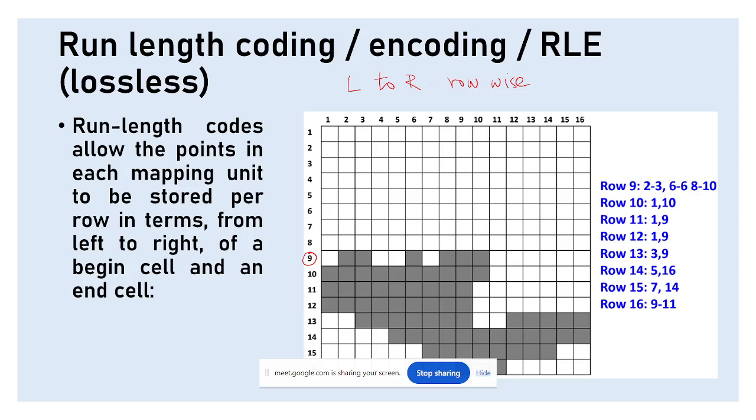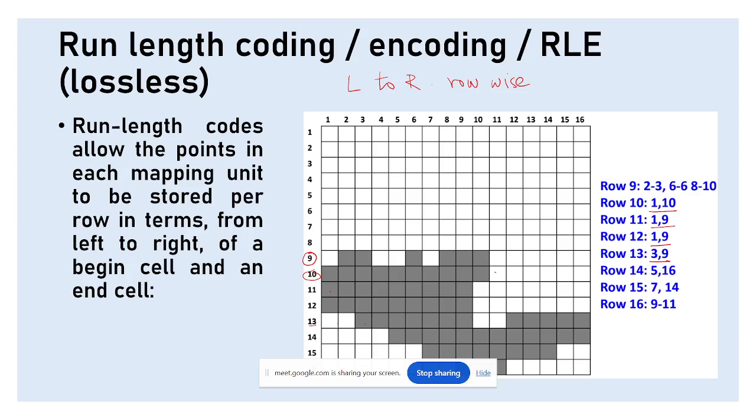Now if you take row 10, you can see 1 to 10 it is completely dark area, so we have written it like this. Row 11 is 1 to 9, so it is written like this. Again row 12 is also 1 to 9. Row 13 starts from 3 to 9, so 3 to 9 we have written.